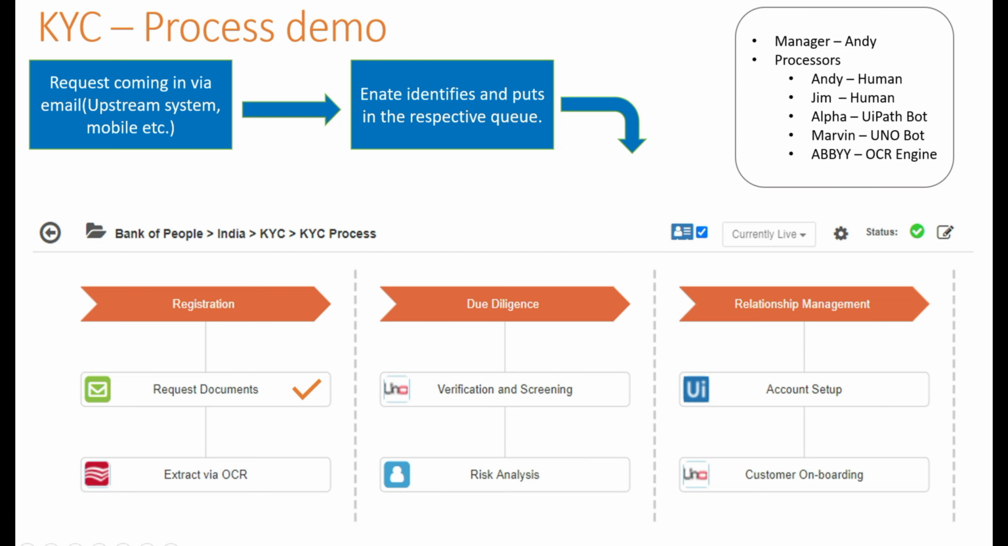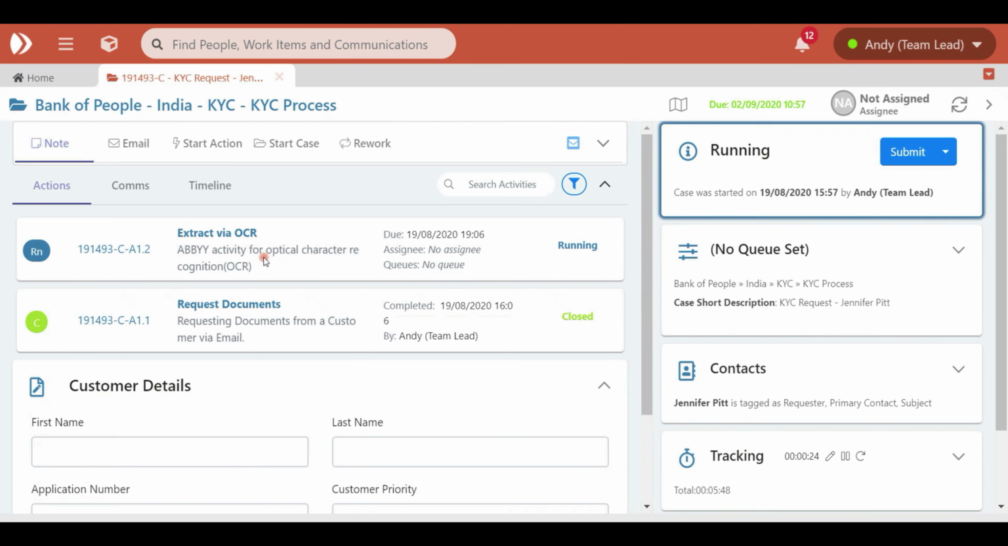As soon as the requester replies with the required documents, Andy verifies everything is in order and advances the case for processing. With this, the first task is complete, and the second task, extract via OCR, is now launched and available for processing by Abby. On this activity, if the documents do not require any human validation, then the extract via OCR activity is auto-completed by Abby, and extracted data is uploaded to the next Uno bot for further processing.